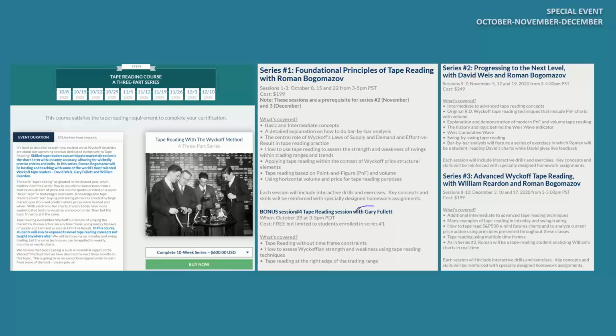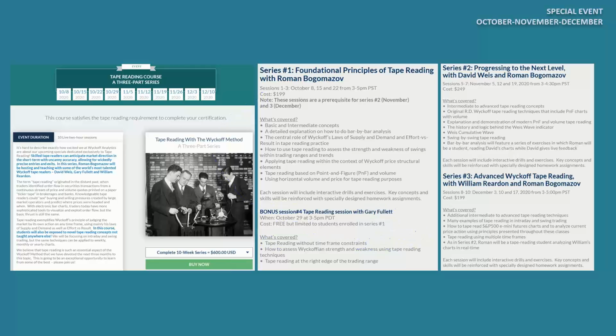Then Gary Fullett actually volunteered to have a free bonus session for those of you who sign up for the first series, and that session is going to be on October 29th. Gary is going to talk about tape reading without the time frame constraints. So this means that he's most likely going to talk about the PNF and volume signature, which I actually think is such an easier way to tape read the chart.